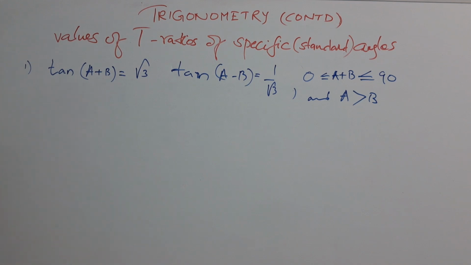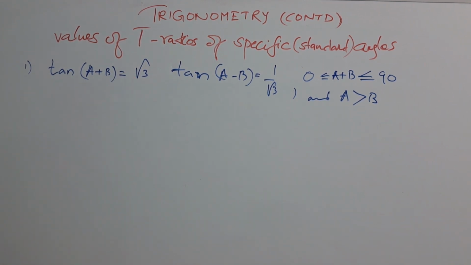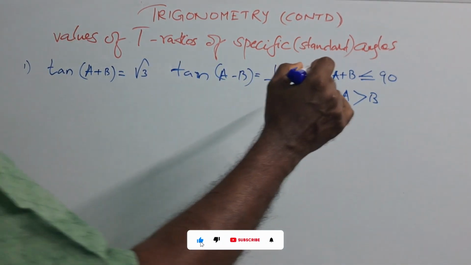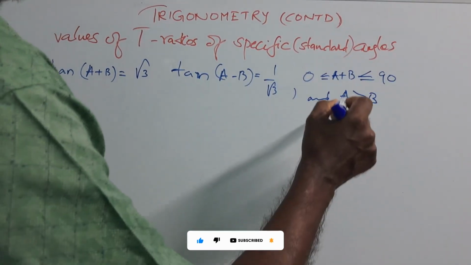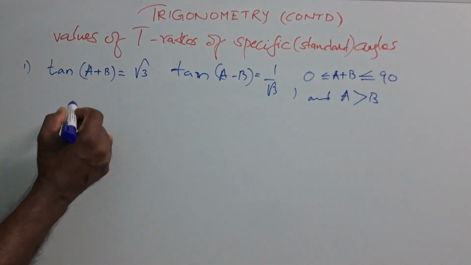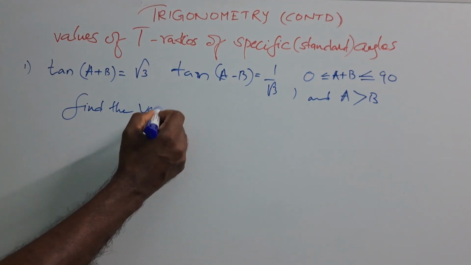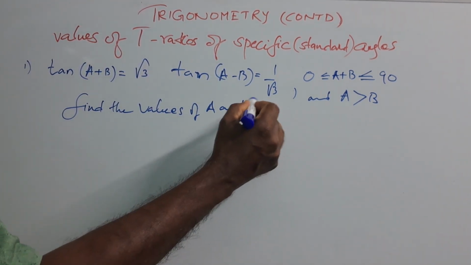It is given that tan (a plus b) is root 3, tan (a minus b) is 1 by root 3, a plus b is greater than 0 and less than or equal to 90, and a is greater than b. We need to find the values of a and b.